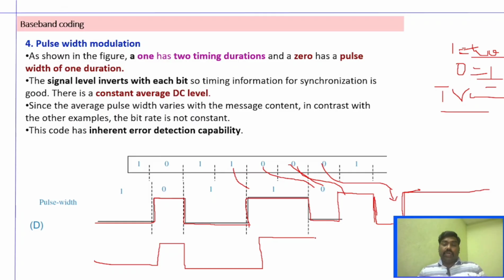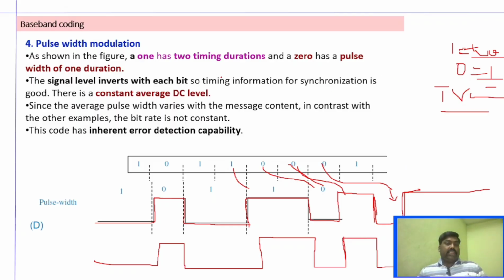Again it is zero, so there will be a transition and only one duration, and again it is zero, so there will be a transition, from here to here, and then only one duration. Again it is zero, so there will be a transition and only one duration, and again it is one, so it is two durations. Transition and two durations, like this it continues. That is called pulse width modulation.